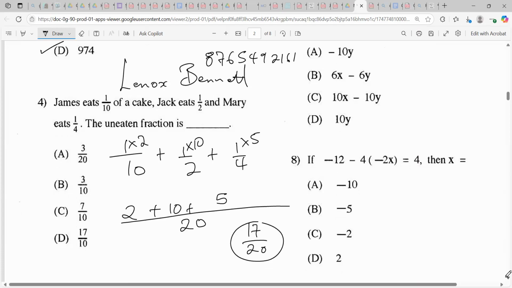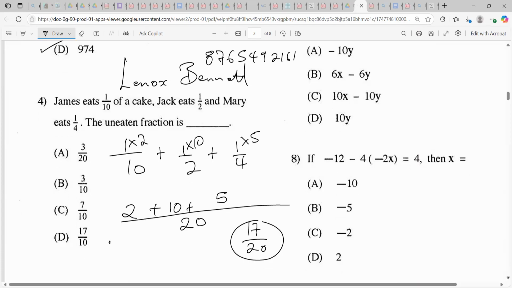Now, what fraction is left? We can write 1 as 20 over 20, just to make it have the same denominator, and then we subtract. So that's 3 over 20 would be our answer.